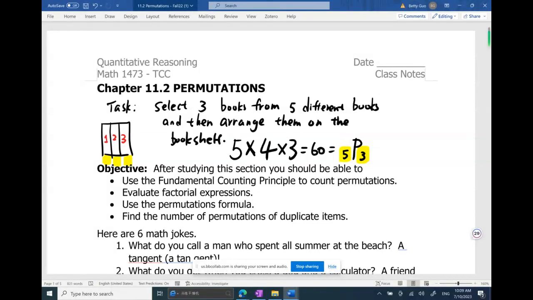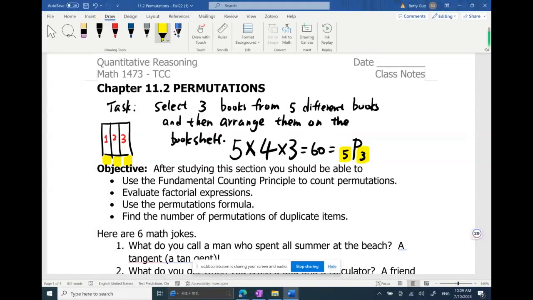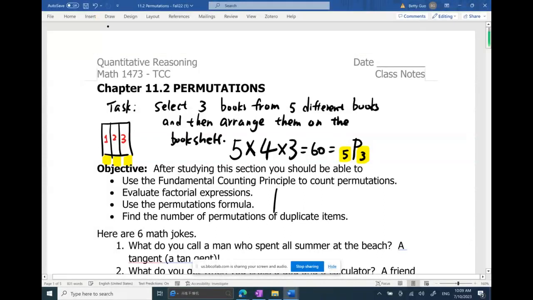Then how do we calculate the P53? Do we always have to use the fundamental counting principle to get a value? No, we have an easier way. Once you identify the P53, the formula to calculate it is 5 factorial on the top, and 5 minus 3, 2 factorial, on the bottom. I'll explain what that means, okay?